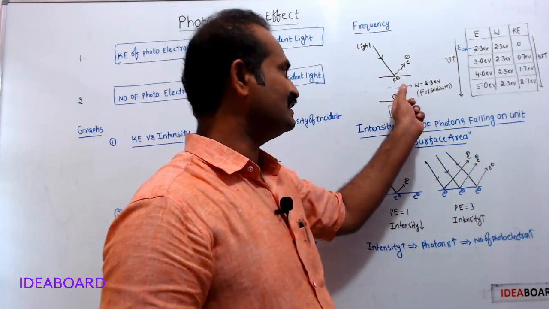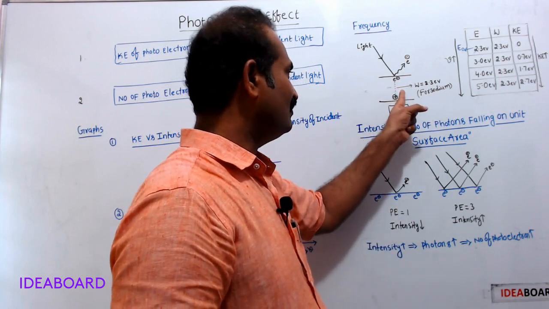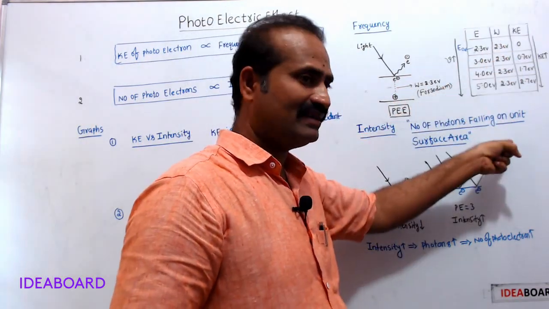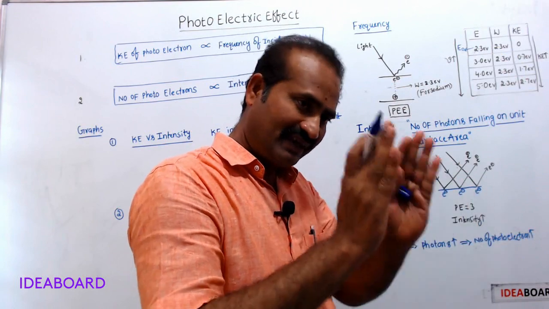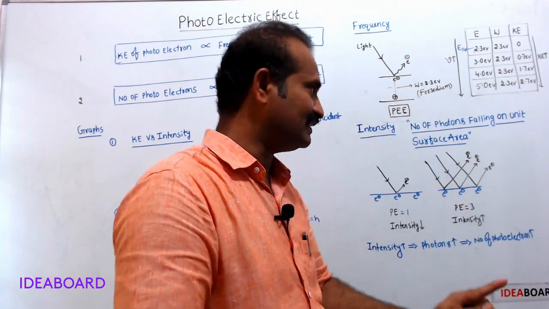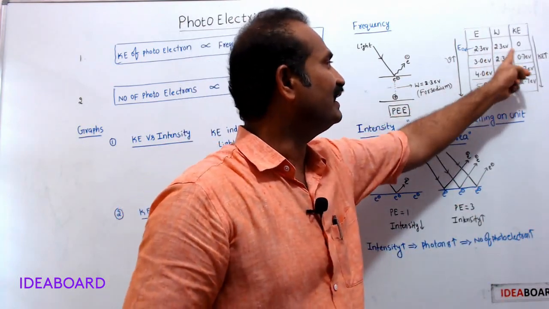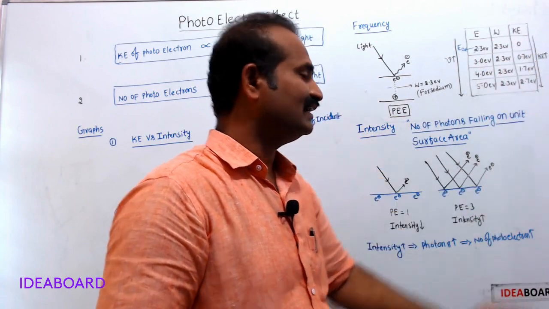In all these cases, for a given metal, the work function is constant. That won't change. For a given metal, the work function is always constant. Therefore the remaining energy turns to kinetic energy.